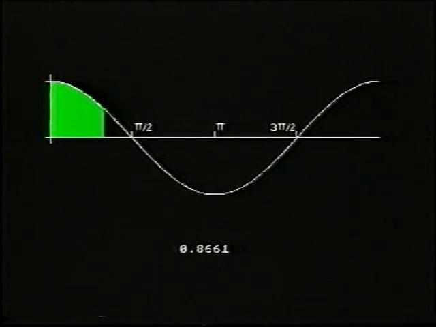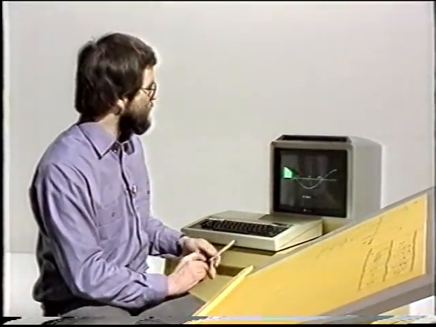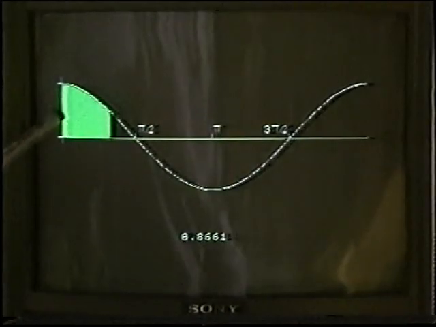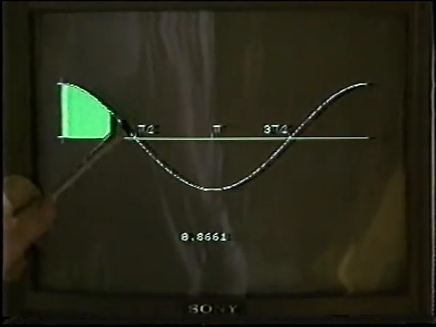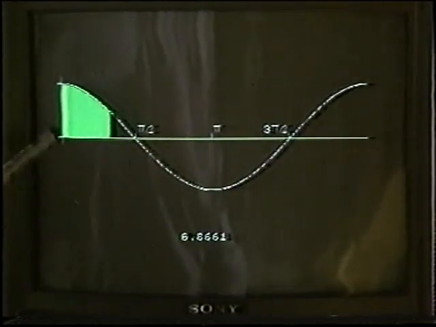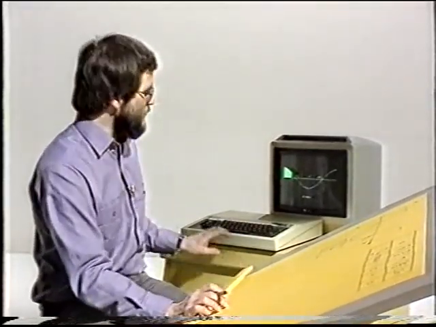This time the answer is 0.8661. That's less than the 1 I got for the integral up to pi over 2. And that's what we'd have expected. It's just this area, and I can see that it's less than this one. So choosing the right-hand endpoint of the integral as a number between 0 and pi over 2 gives us the corresponding area. But what happens if the right-hand endpoint is further away, say at pi?